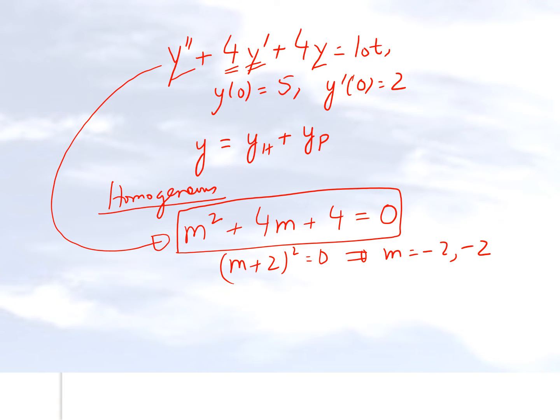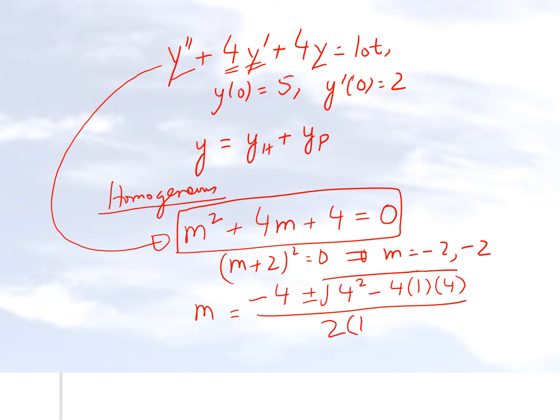Or you can solve it by using the quadratic formula, which will be minus b, which in this case is minus 4, plus or minus the square root of b squared, which is 4 squared, minus 4ac, divided by 2 times a. And this gives you minus 2 and minus 2 as well. So we have two roots of the characteristic equation, minus 2 and minus 2.